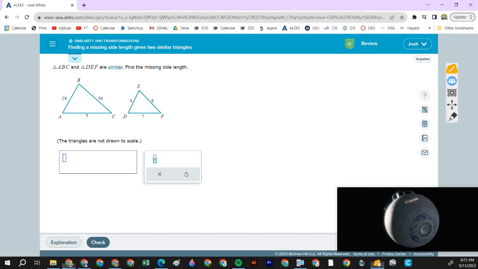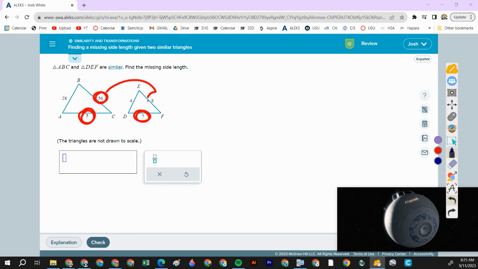So here is the long side. How about third time's the charm? There we go. That is the long side, and that is the long side. We say that those two sides correspond to each other, and they're also proportional. If we find the middle side, so this one, it corresponds to this one. And then the short side corresponds to the short side.